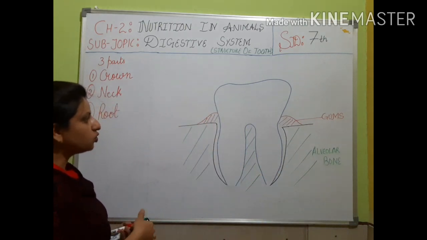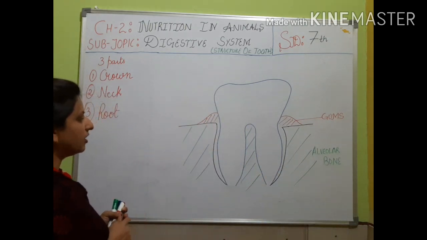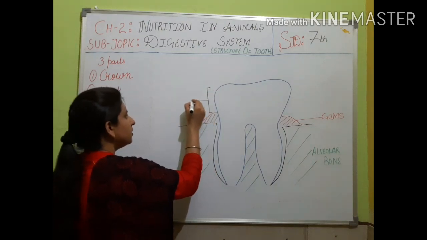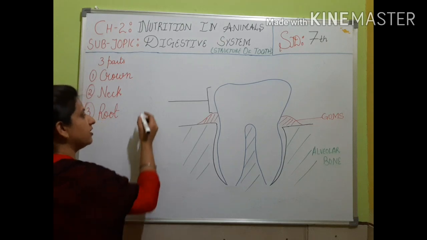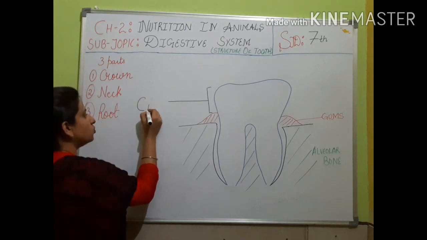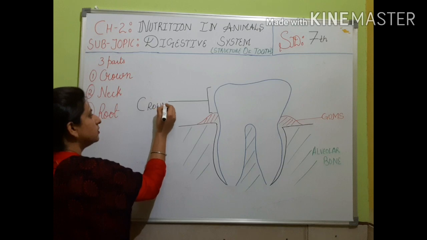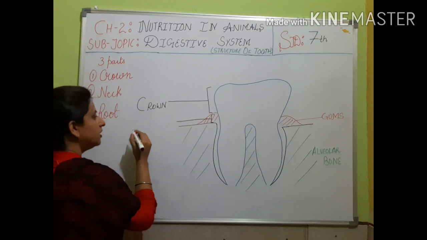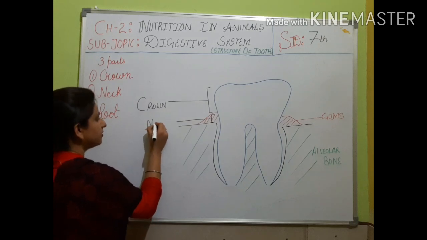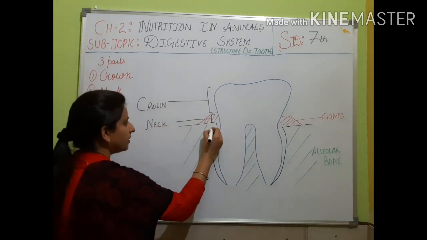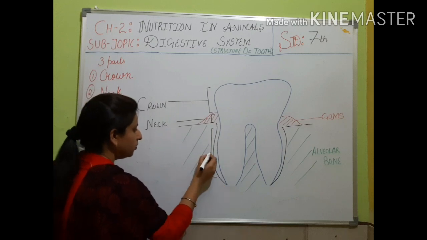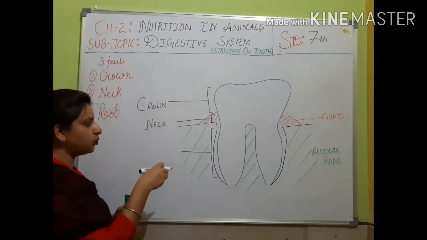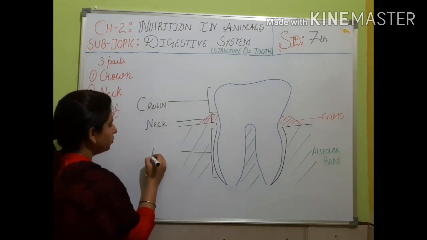Now we will divide the tooth into three main parts. That part which is visible to us and is of white color is called the crown. The part which is embedded in the gum is called the neck. And the third part, which shows that the tooth is completely embedded in a bony socket, is called the root.